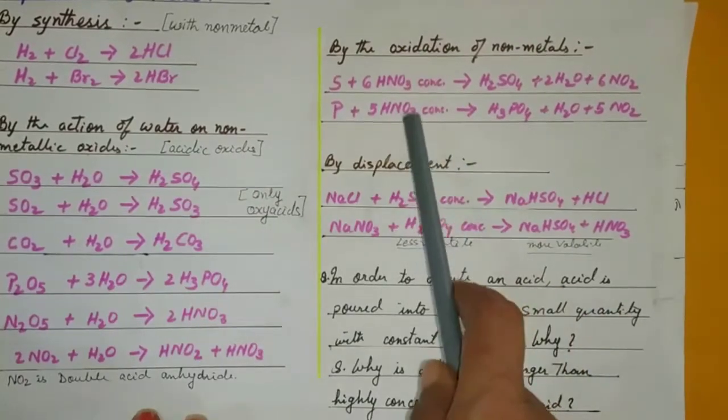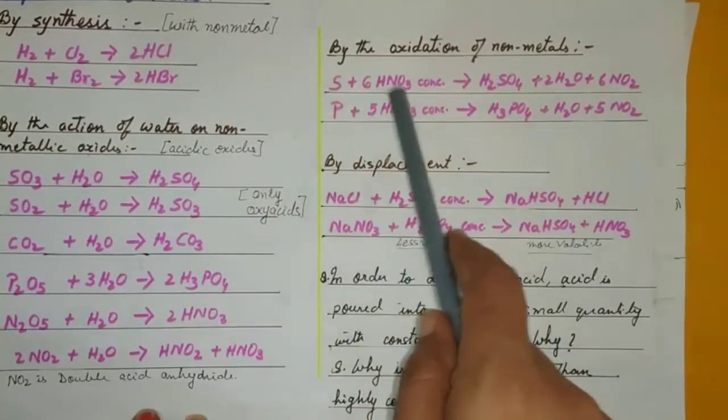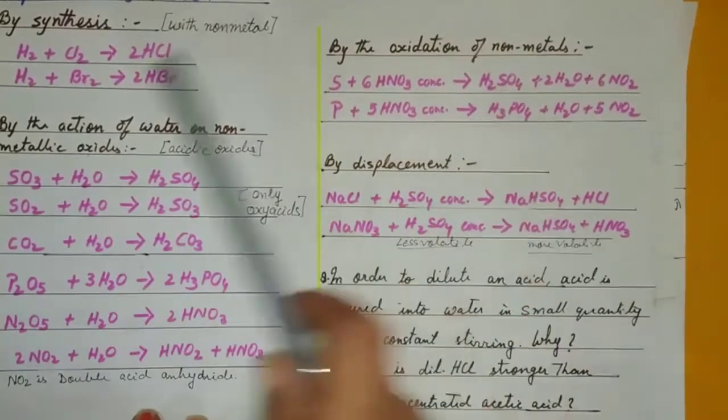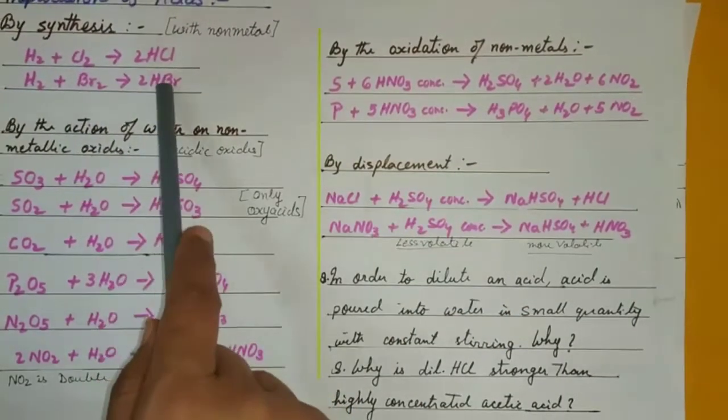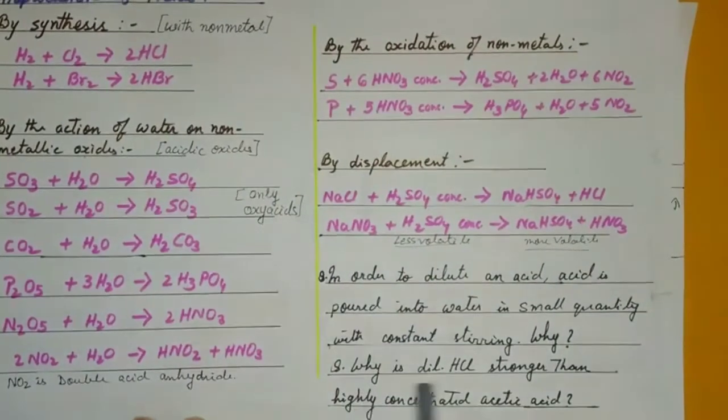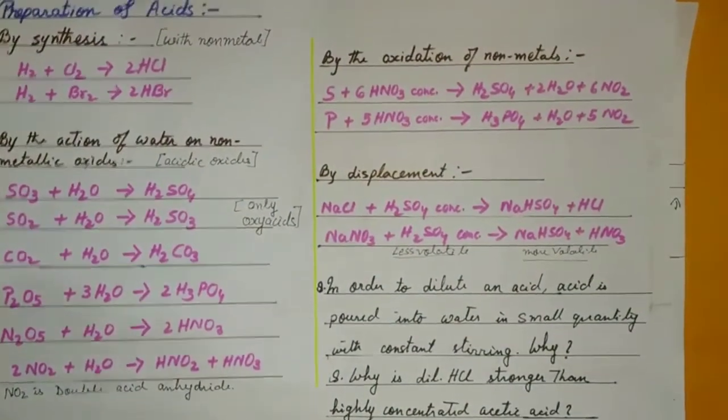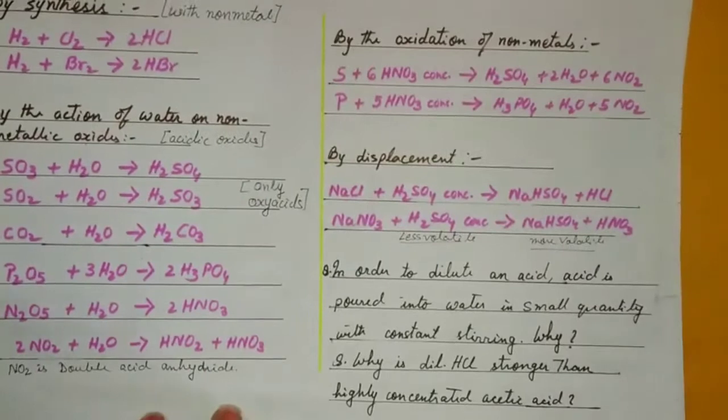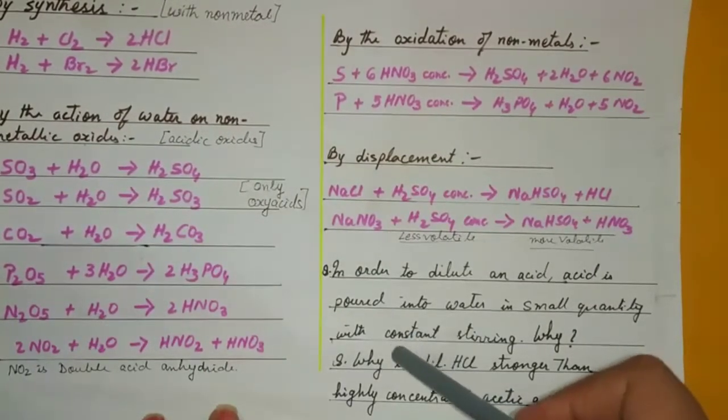Here this one can give you the result where a non-metal is used to prepare one acid. Here also the non-metal is used to prepare an acid. Now it depends on the question how it is put in. So please pay attention to that. Now there is one question.